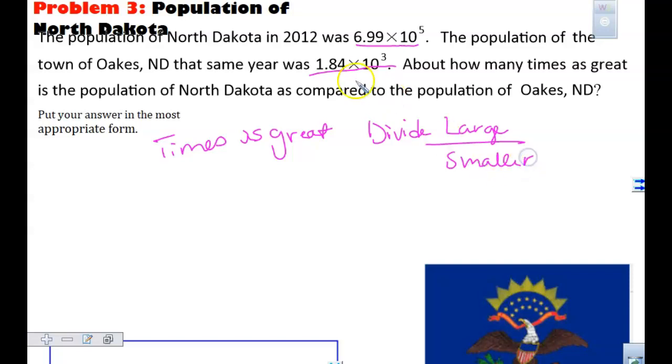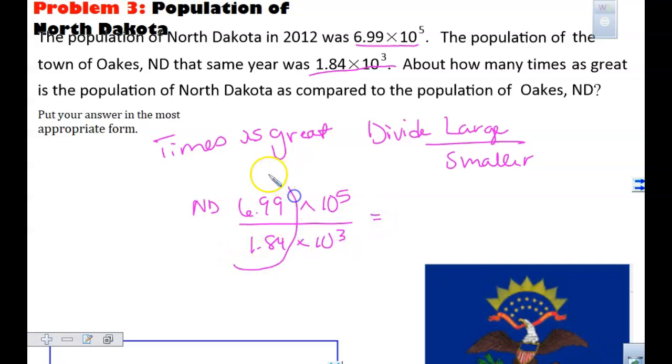So in this case, if I was writing the population of Oaks, it is really like about 1,840, right? Standard form. We're going to take our larger one, the state of North Dakota, 6.99, almost 7, right? Times 10 to the 5th. And we are dividing it by 1.84 times 10 to the 3rd. Do the division on your calculator. So please do that right now. And subtract your exponents here and write that down.